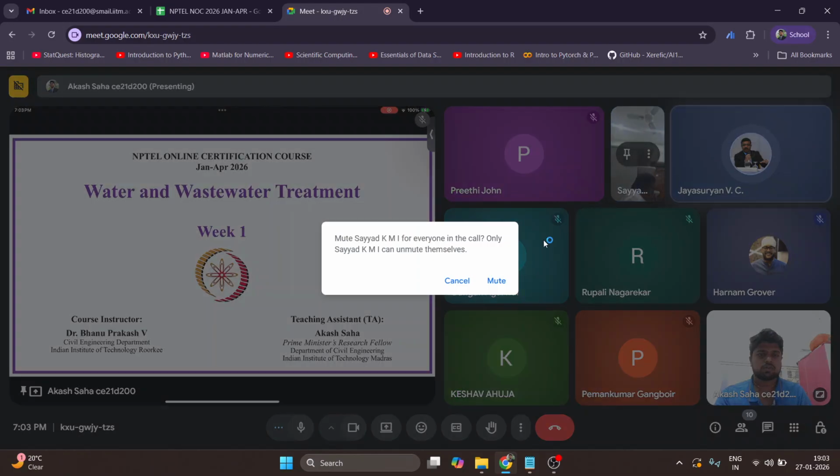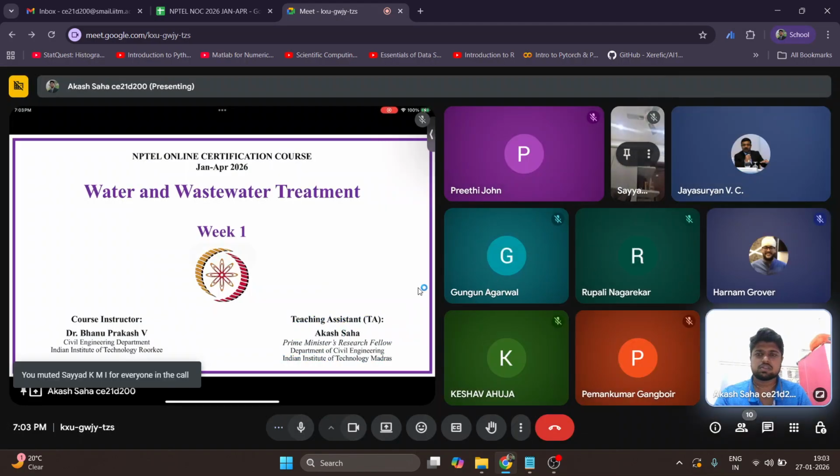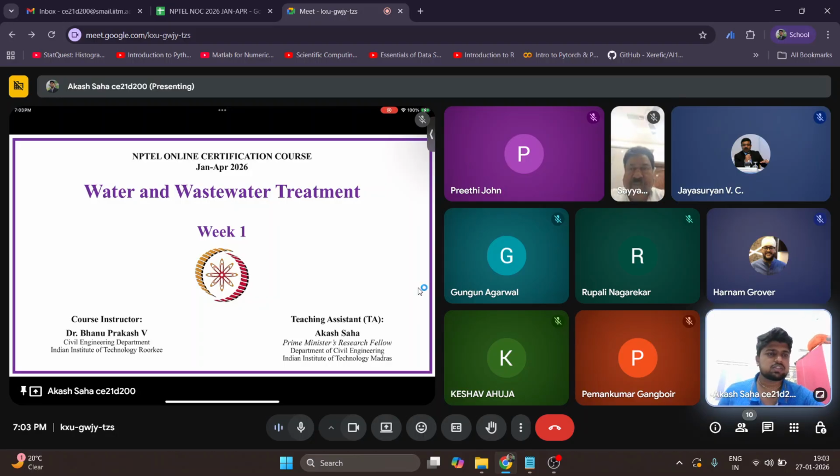Is your screen currently shared? Yes. Are you not able to see the screen? I can't see the screen currently. It was visible a little earlier, but not now. Maybe you can just log off and join back. Okay.